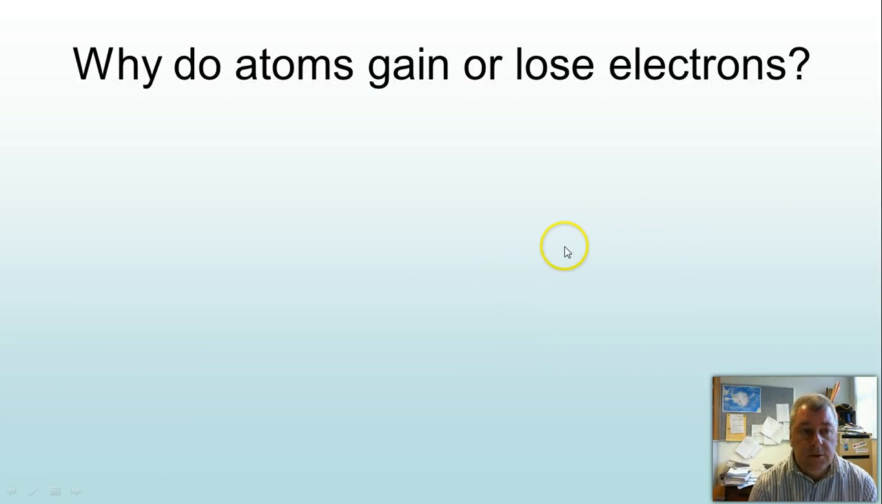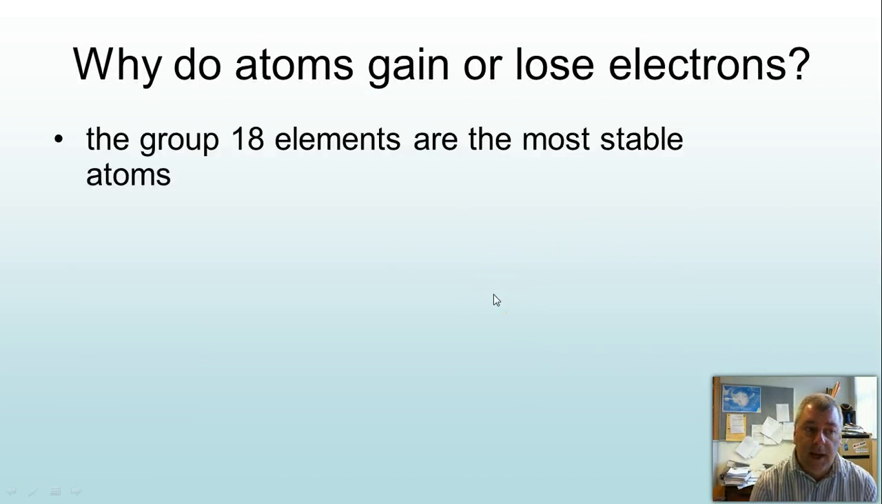Why do atoms gain or lose electrons? Well, the group 18 elements, I call them group 8 because I'm old school, or the noble gases, are the most stable of the atoms.